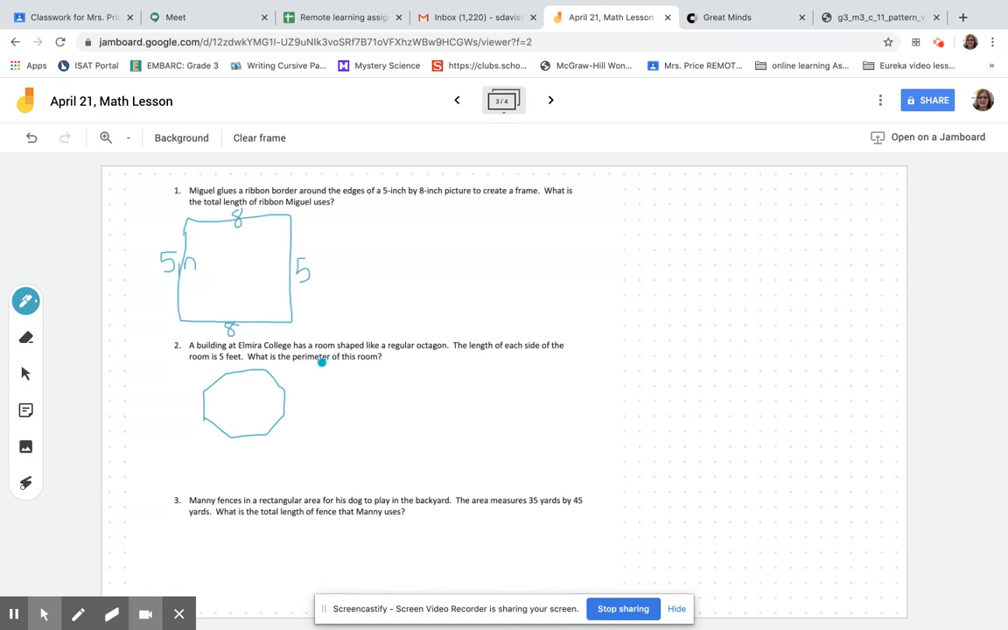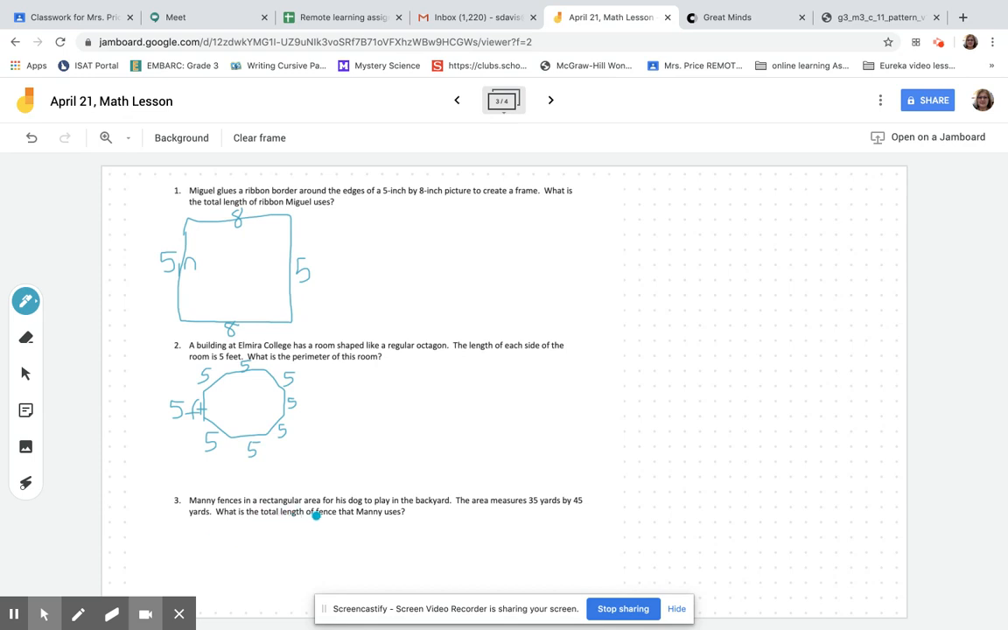The length of each side of the room is 5 feet. Label the whole thing: 5 feet, 5 feet, 5 feet, 5 feet, 5 feet, 5 feet, and 5 feet. That's going to make it so much easier if you draw the shape and then label it. Then it's going to be easier for you to figure out the perimeter.